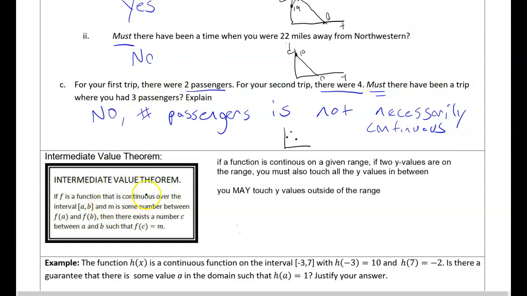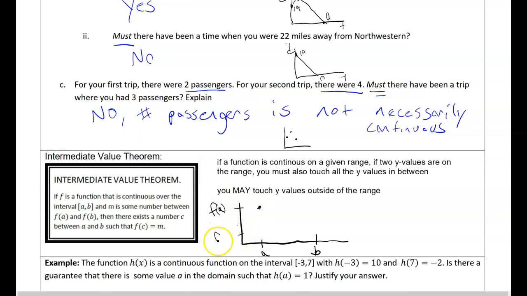So it says if a function is continuous over the interval a to b, let's draw a picture. So a to b. Well, that sounds like x values to me, doesn't it? So a to b, here I'm going to draw. And m is some number between f of a and f of b. This is where it starts to get confusing. Those are clearly y values if it's f of a, f of b, right? So here's f of a. We'll draw it up here. We'll give a y value right there.